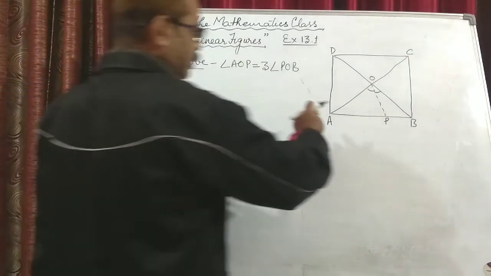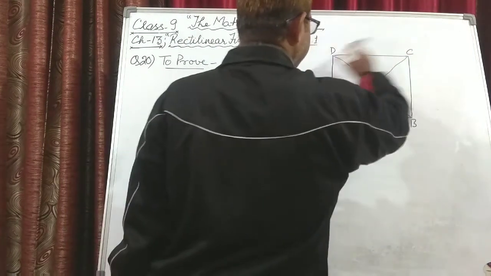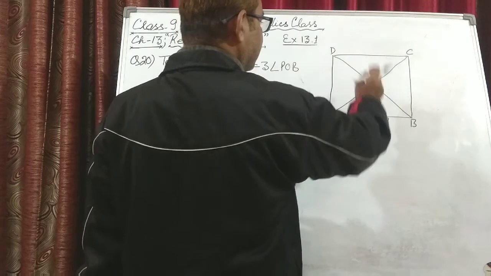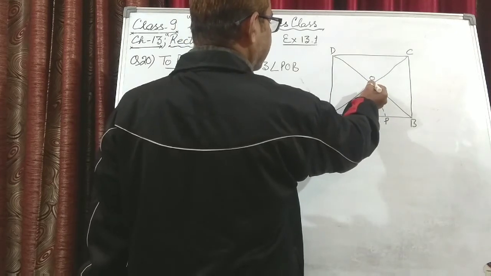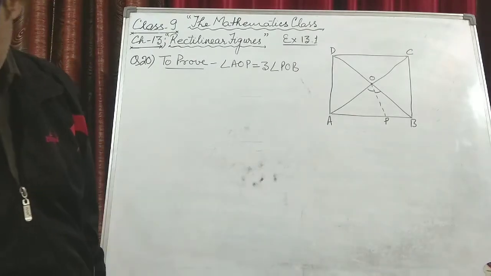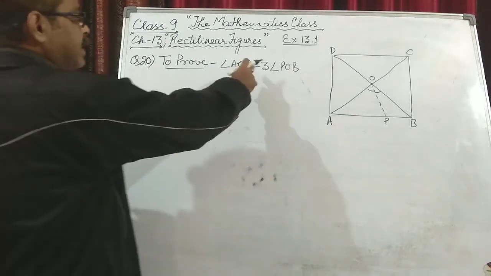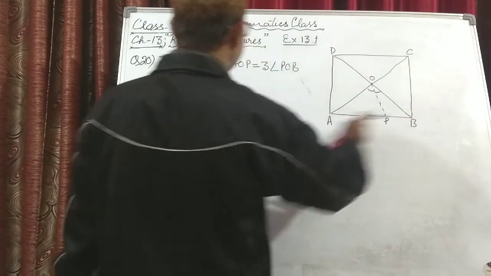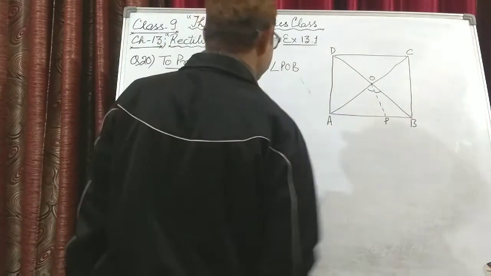Now what do they say? Square ABCD is there, whose diagonals intersect each other at O. So I have made a point, and this point is labeled as O. Now then they say prove that 3 times angle POB, this angle, is equal to AOP.